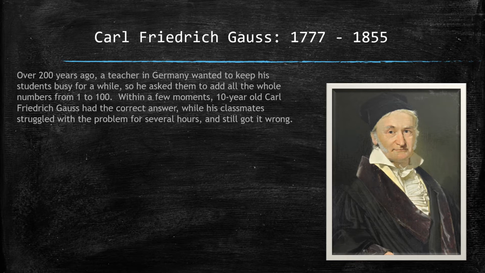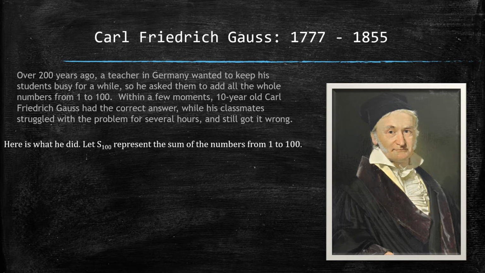He got the correct answer within a few moments while his classmates still struggled with the problem for several hours and got it wrong. The story is that because he solved it so quickly, and the teacher was hoping to keep them busy for a while, the teacher got very frustrated and actually sent poor Carl home. So here's what Carl did.